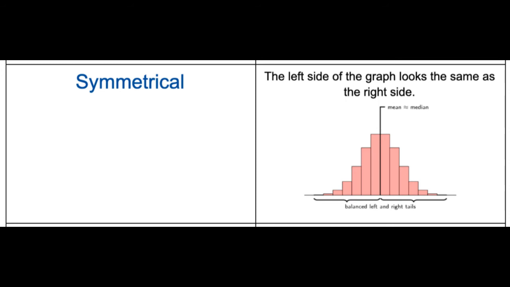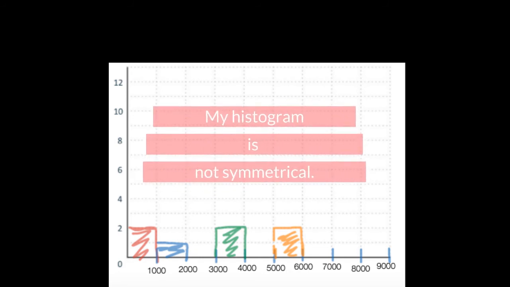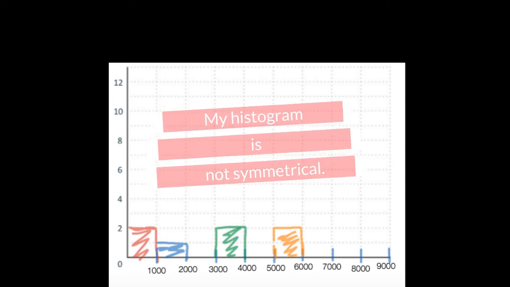Another word that you can use is the word symmetrical. Symmetrical is basically when the left side of the graph looks the same as the right side of the graph. A sentence that I wrote is, my histogram is not symmetrical because the left side is not the same as the right side.